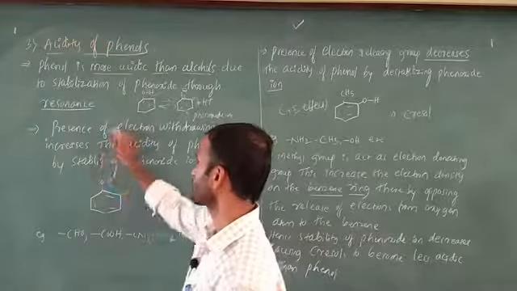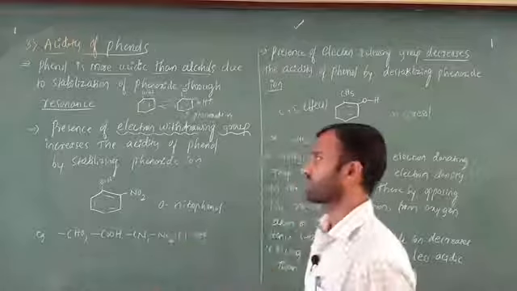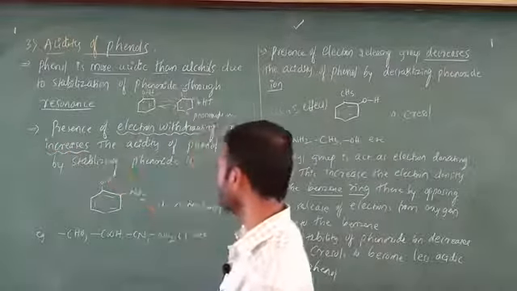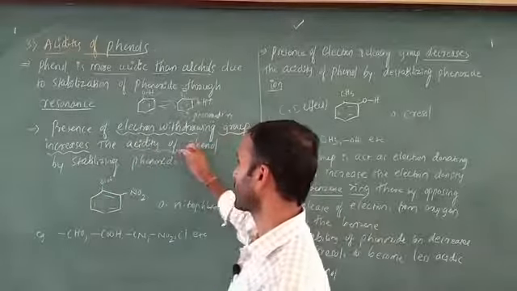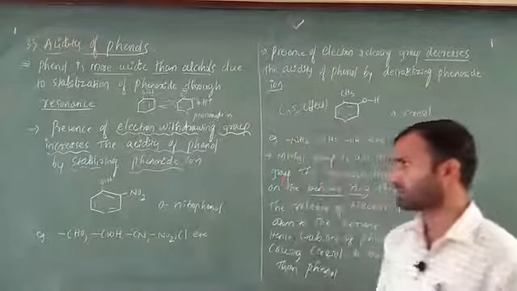The first one is the electron withdrawing group. An electron withdrawing group increases the acidity of phenol by stabilizing the phenoxide ion. This is also very simple.